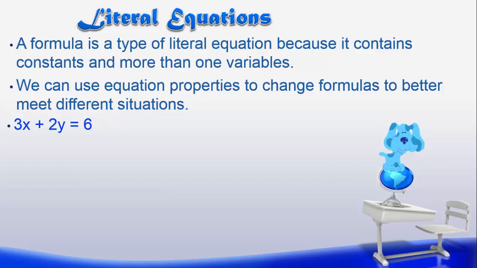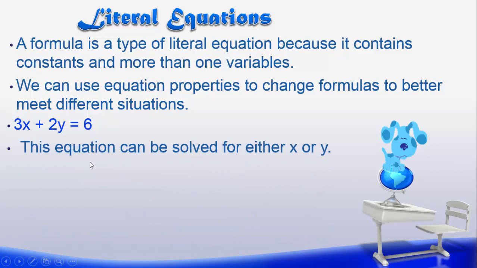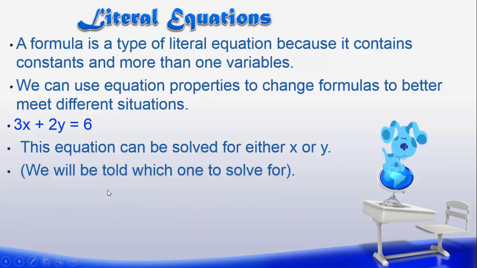So, for example, 3x plus 2y is equal to 6. Remember, this is a linear equation, and this is in standard form, as we saw before. This equation can be solved for either x or y. Remember, when we solved this for y, we were able to find the slope and y-intercept of the line, whereas when it's like this, there's not much we can say about this line. In examples, we are told which one to solve for, x or y, but usually we have to solve for y.